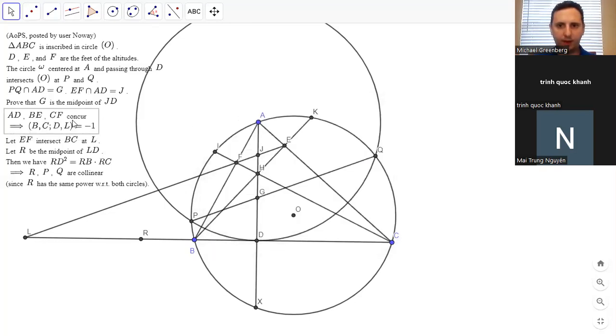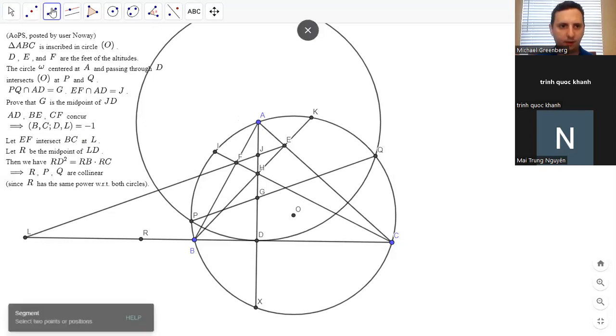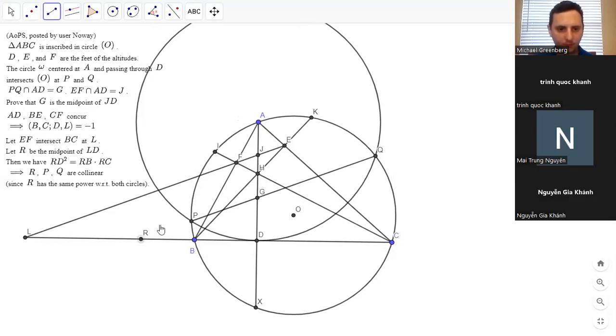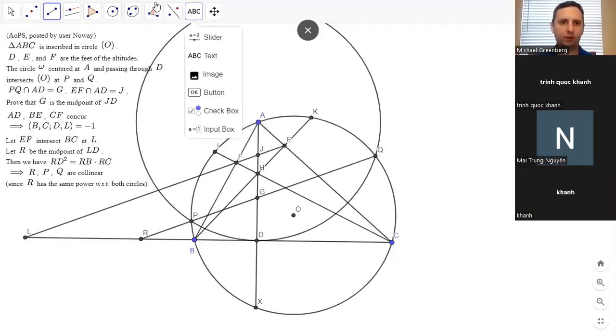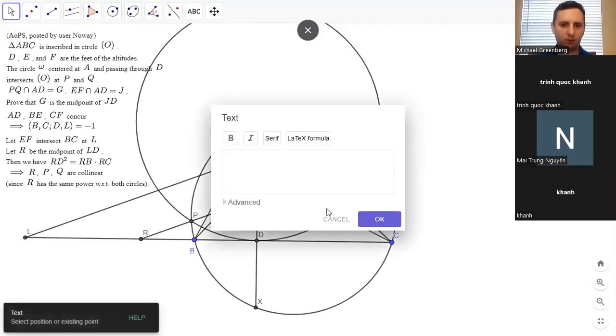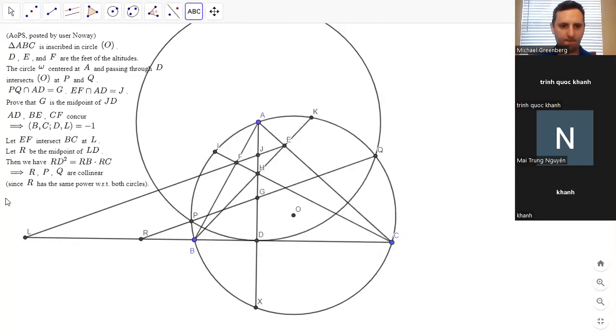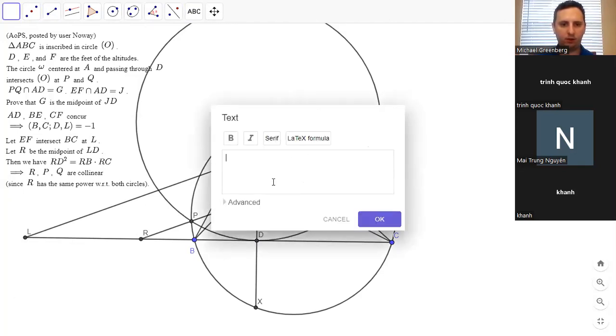So once we know that, since LR equals RD, then we have JG equals GB, and that solves it. So, all right. That means JG equals GB, and that solves the problem.